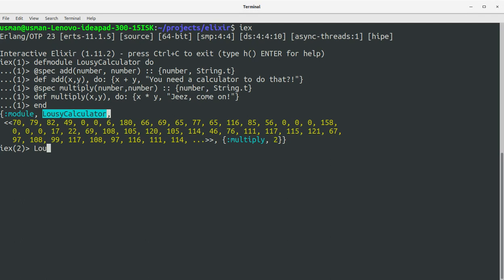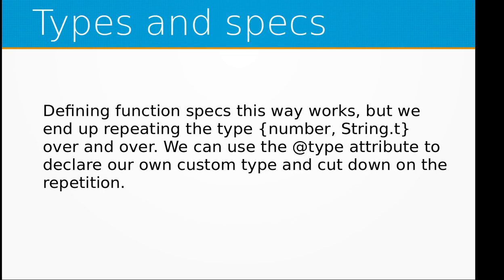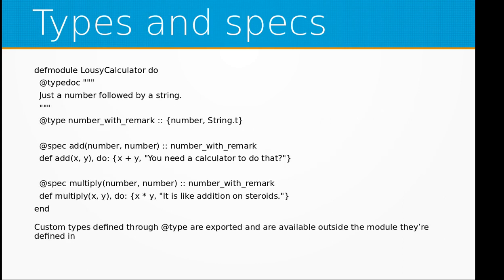Okay, if I say LousyCalculator.add and pass in two numbers, I got 6. And let's run the multiplication function, 5 and 10, we got 50. Defining function specs this way works, but we end up repeating the type number, String.t over and over. We can use the @type attribute to declare our own custom type and cut down on the repetition.